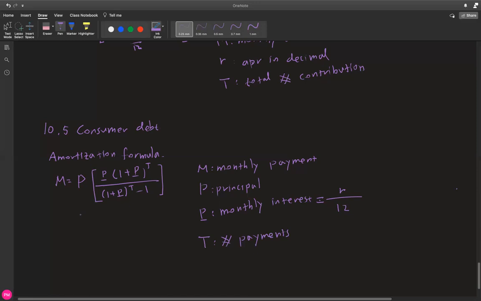Okay, so I think that's it. I think that's all the formulas that we have gone over so far.